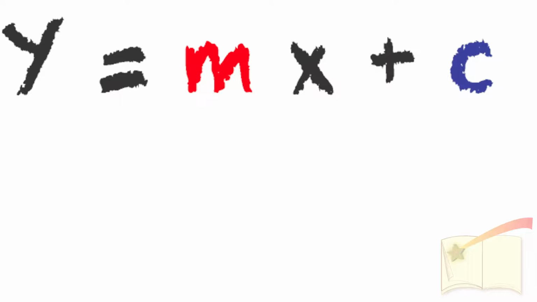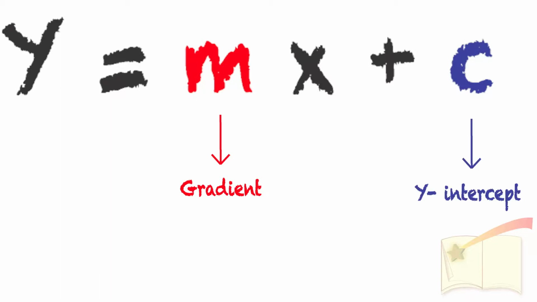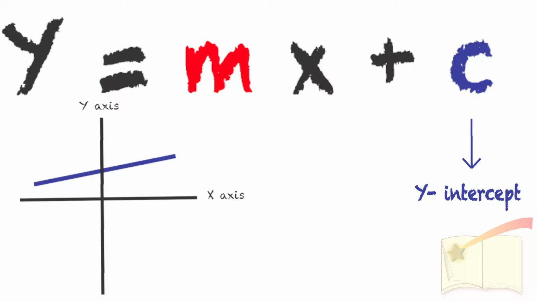Firstly, remember that the equation for a straight line is written in the form y equals mx plus c. M is the number that represents the gradient. C is the number that represents the y-intercept. In other words, it is where the straight line cuts the y-axis.